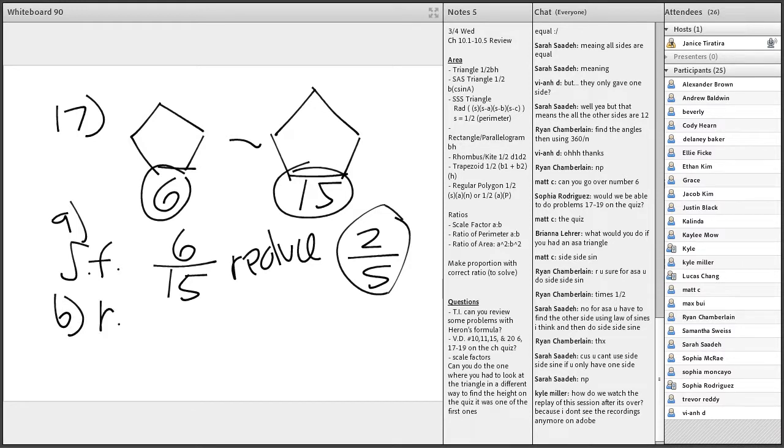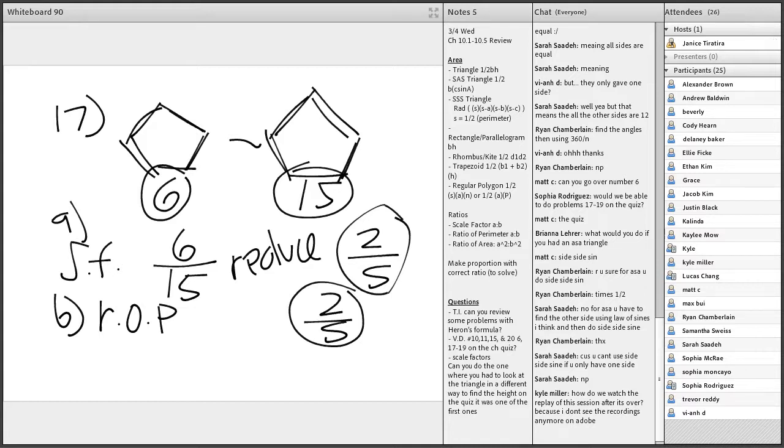Then next question was ratio of perimeter. It's the same answer, so don't even do any math. It's 2/5. So if I asked you to find the perimeter and then make it a fraction, it would reduce to 2/5.